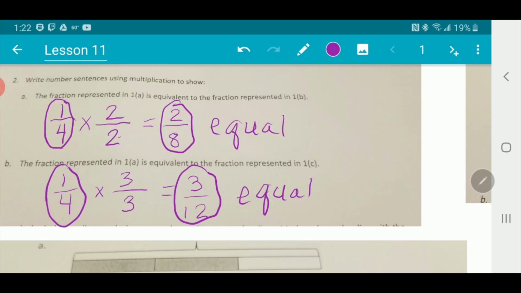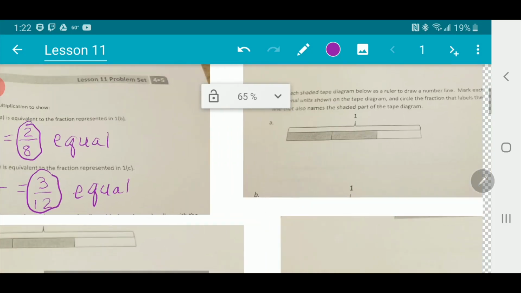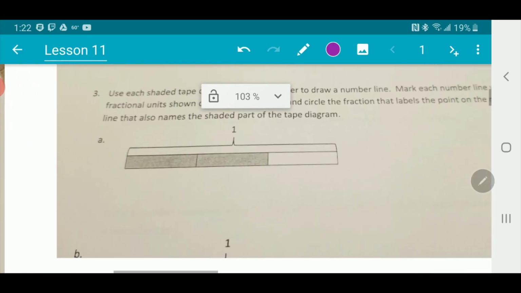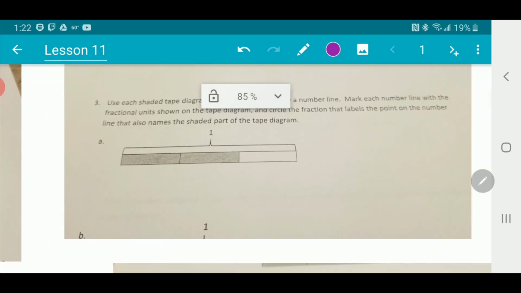We're going to go on to the bottom of this page, which is question 3A. So this is going to be very similar to what we did on the front page. The only thing is we're drawing the number line.